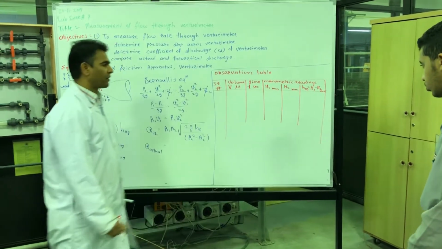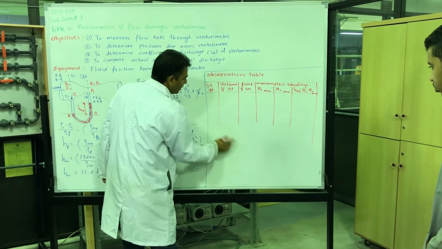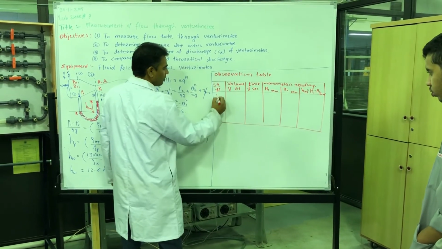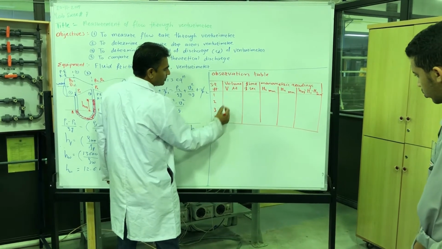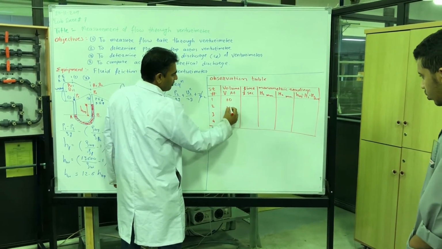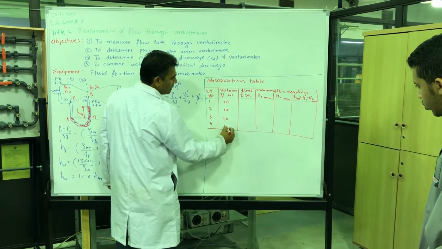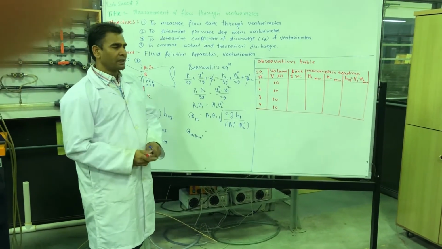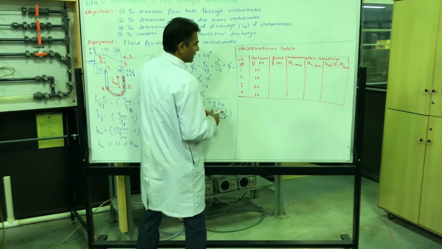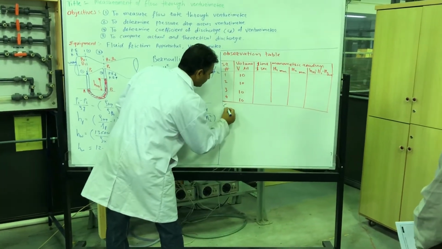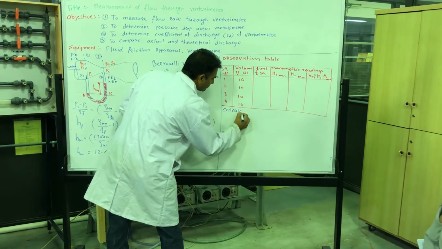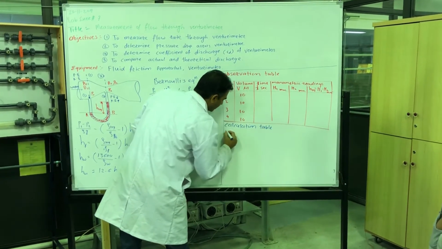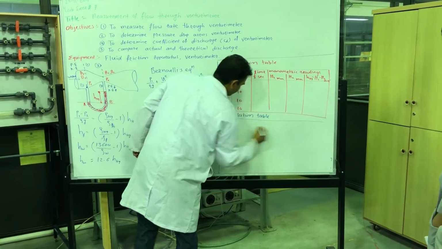Okay, so I will record this. I will record the 4 readings: 1, 2, 3, 4 for 10 liter of water. We'll measure the time and we'll write. Okay, now after that, how can we do the calculation? Calculation table. Same, make a row.